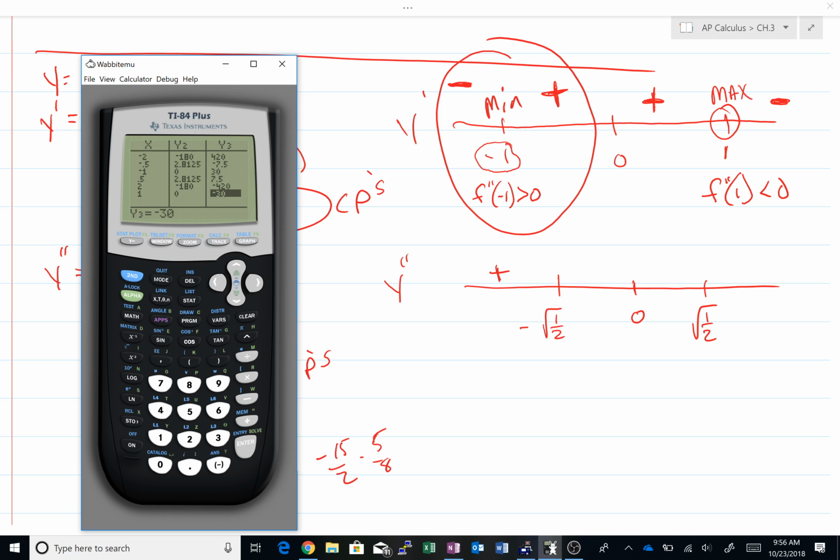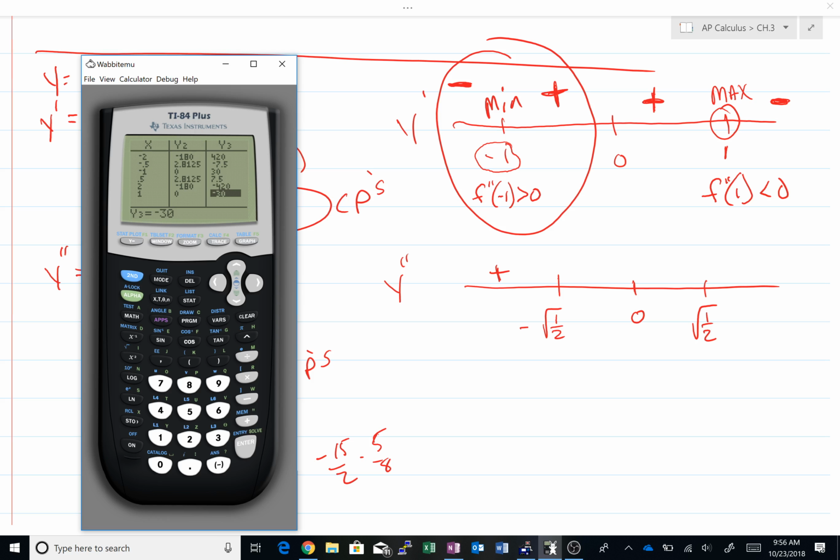Now let's continue this, and let's figure out these points of inflection here. Let's pick a value to the left of negative square root of 1/2. I'm going to use the value -1 here. What is the square root of 1/2? Small number. So I'm going to go to -1 and look at what my second derivative yields. Positive. See? Positive means it's concave up here.